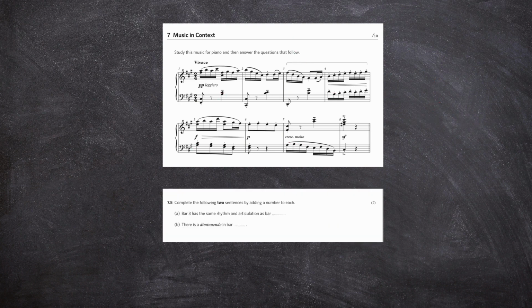Question 7.5. A. Bar 3 has the same rhythm and articulation as which bar? The answer is bar 2. B. There is a getting softer sign in which bar? The answer is bar 5.